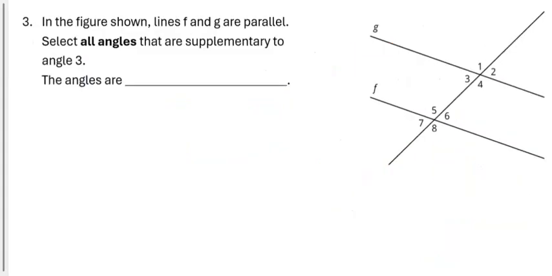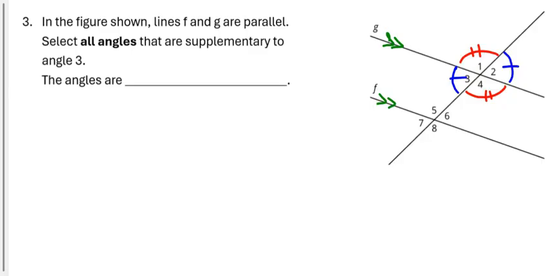Problem 3, in the figures shown, the lines F and G are parallel. And you're trying to figure out what angles are going to be supplementary to angle 3. So when we talked about these angles, we discussed the fact that vertical angles are always the same, and the angles that are next to each other are usually different, and the only time they're going to be the same is if they're all 90s. So the red angles are the same, the blue angles are the same. If I have one of each, then they add up to 180.